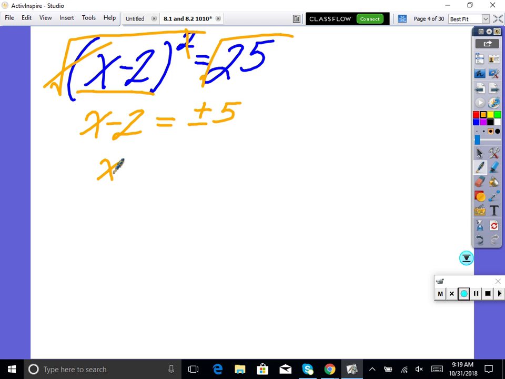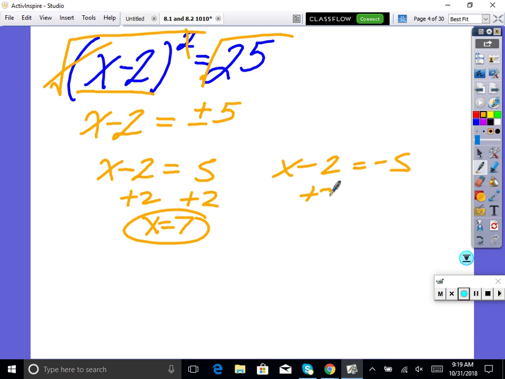Then from there, split it up. X minus 2 equals 5. X minus 2 equals negative 5. So then add 2. X equals 7. Add 2. X equals negative 3. Notice, these are not opposites. So we got to put the plus and minus in the correct spot. And that's where you took the square root.